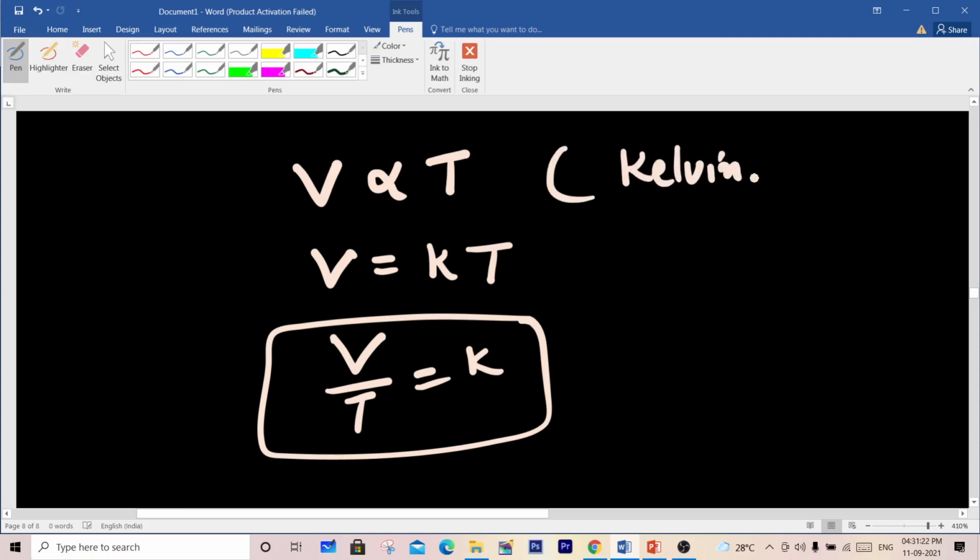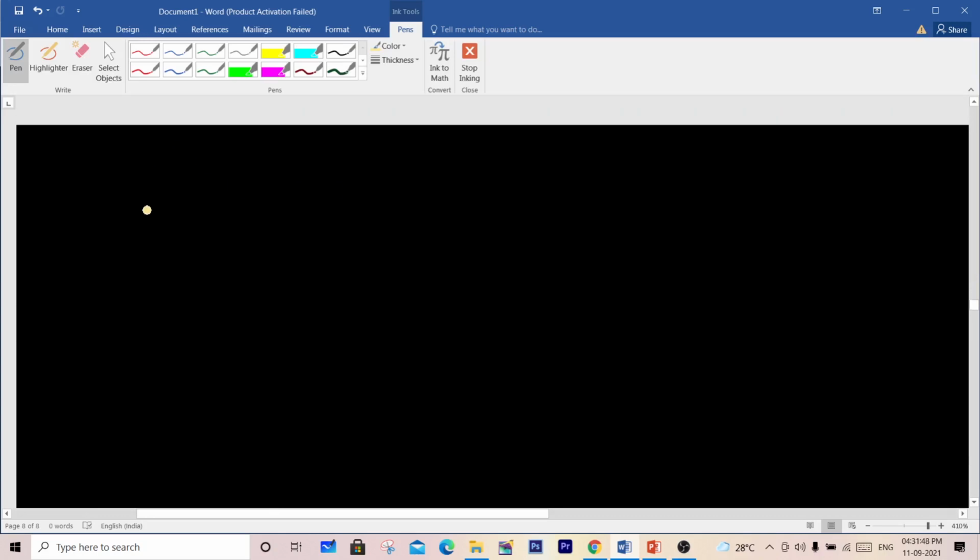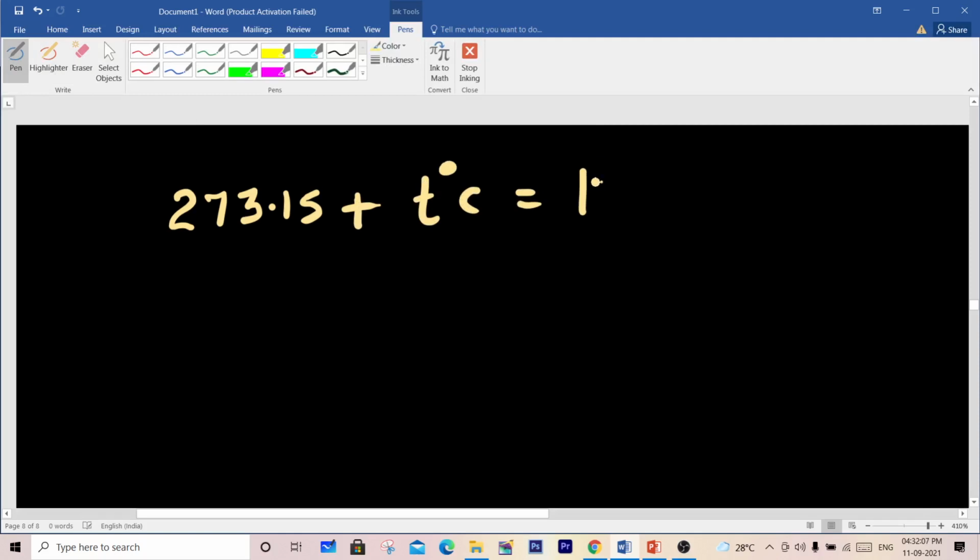Do you know what the Kelvin scale is? If I had 25 degrees Celsius, how will you represent it in the Kelvin scale? No, I will not give you the conversion factor. 273.15 plus the temperature in degrees Celsius is equal to the temperature in the Kelvin scale.